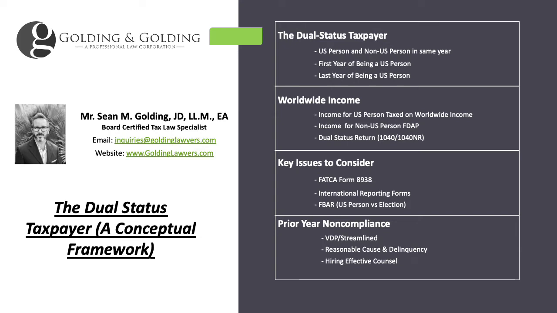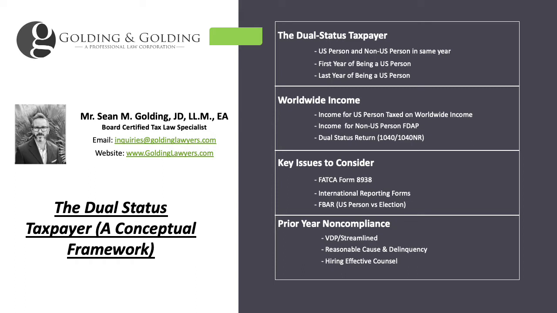When you're a non-U.S. person, you're only taxed on your U.S. sourced income. So you're taxed on FDAP, fixed determinable annual periodic, pretty much passive types of income, or ECI, effectively connected income. Those are the two main categories. So a non-U.S. person is only taxed on U.S. sourced income. They can't hit you with the worldwide income model because you're not a U.S. person.